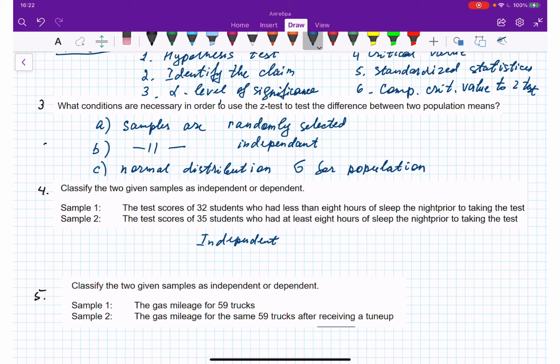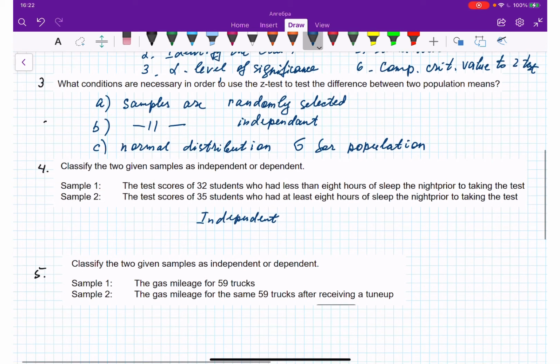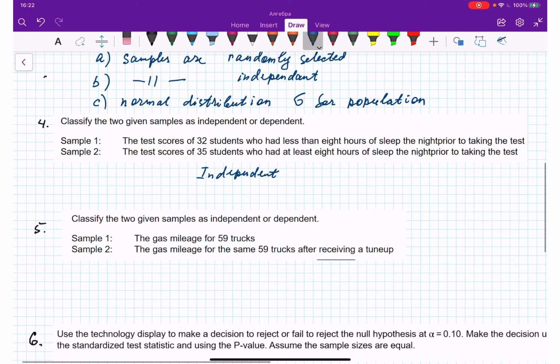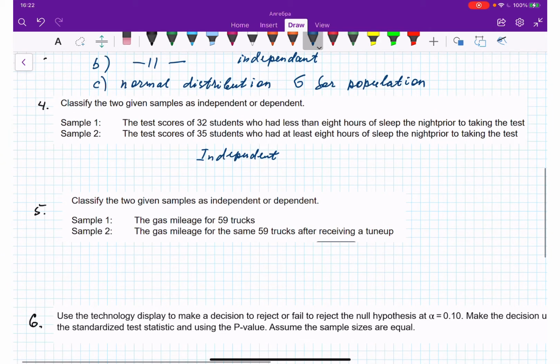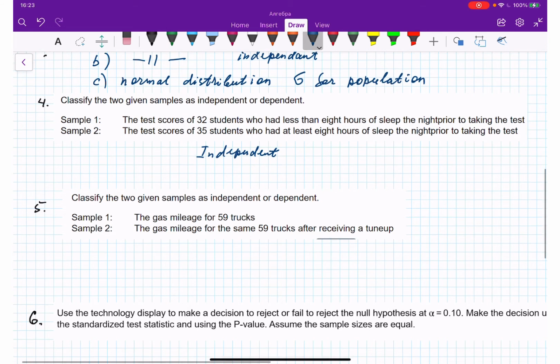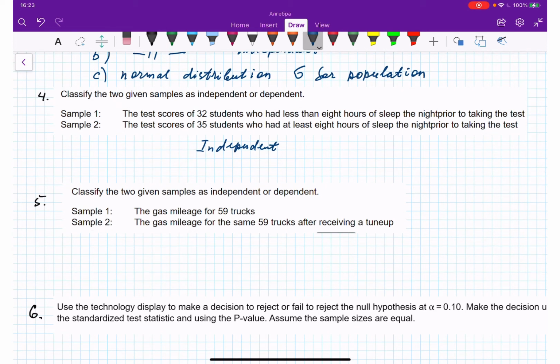All right. Next, question number 5. Again, we need to identify dependent or independent. So the gas mileage for 59 trucks and the gas mileage for the same 56, the keyword is same. Well, there we go, I don't need to continue reading. Dependent.